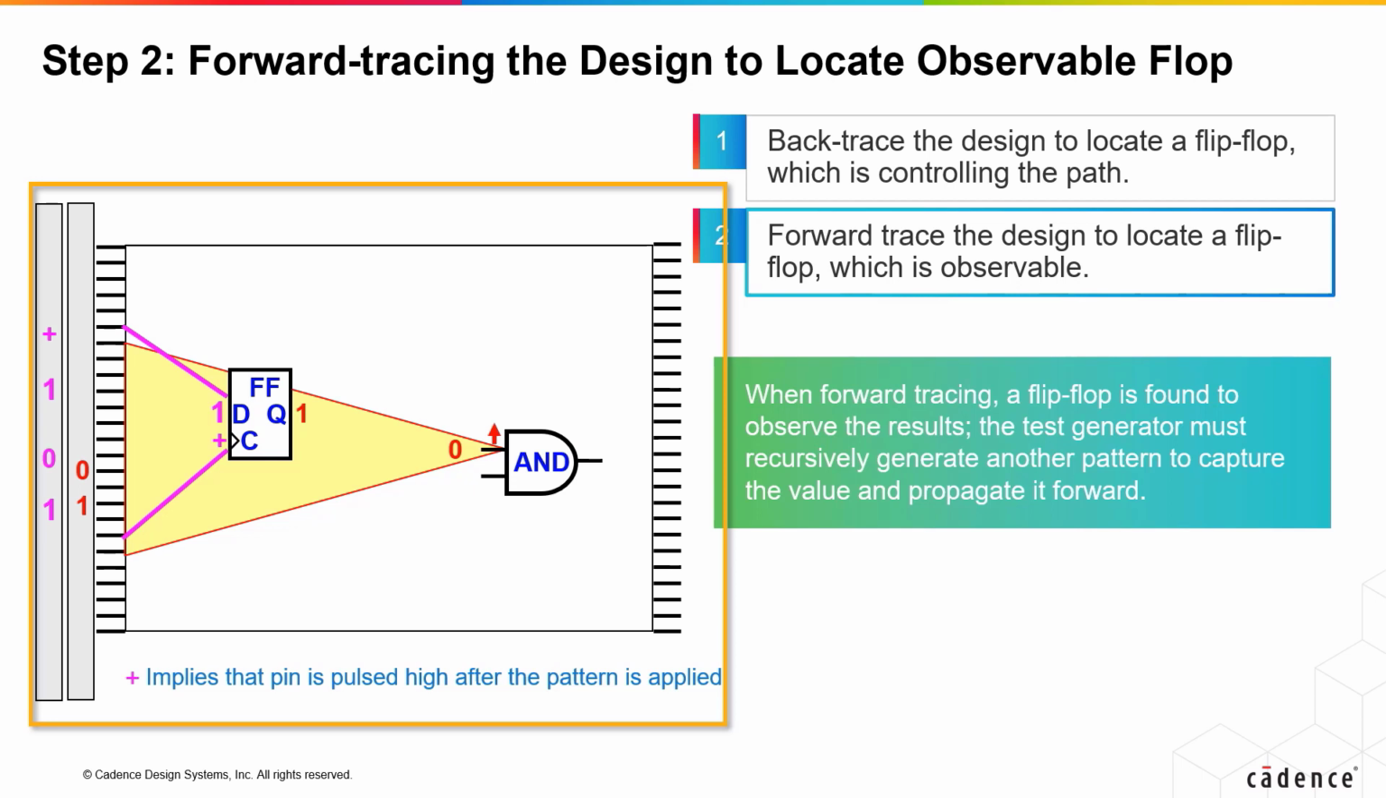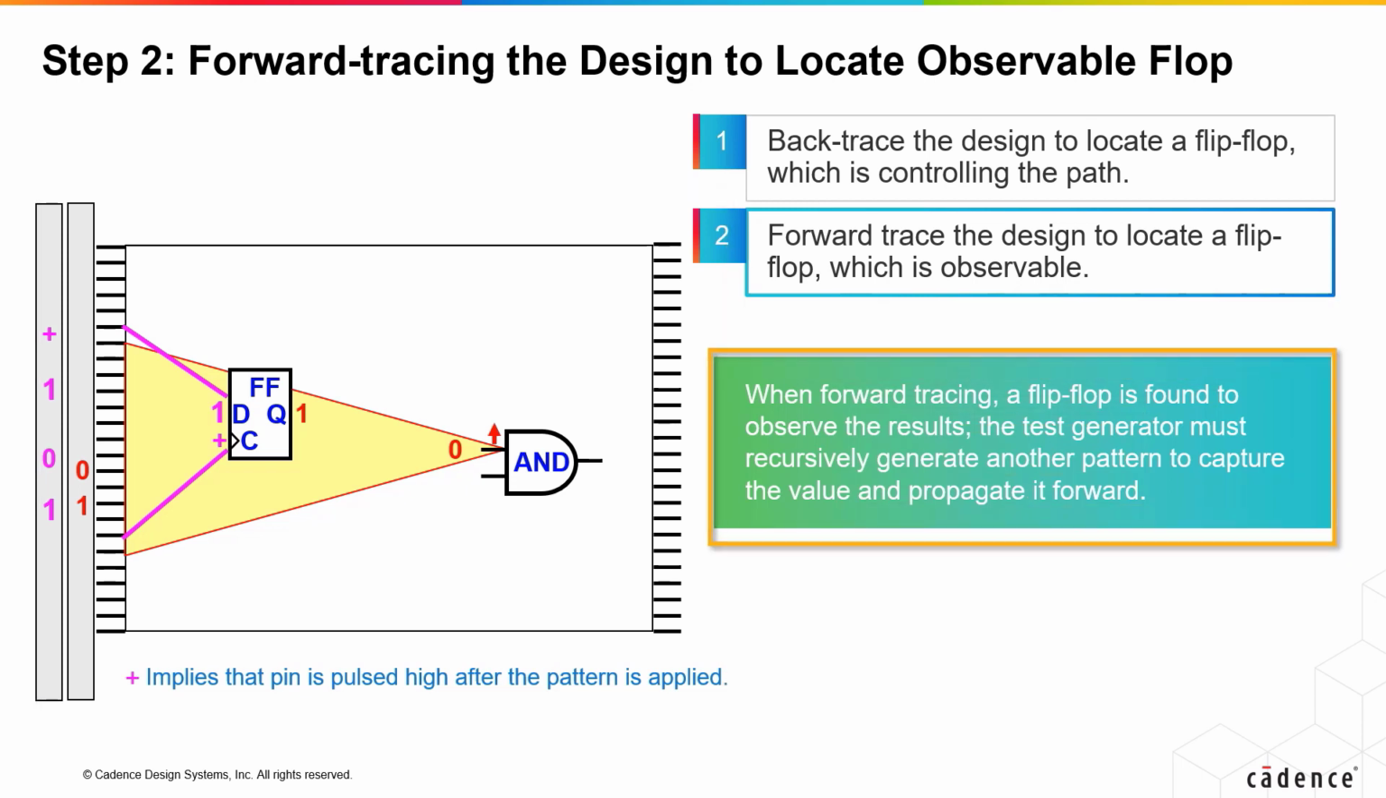Backtracing from these values, we get another set of primary inputs, but these must be applied prior to the other inputs, controlling the IN gate pin. They are a separate pattern. When forward tracing, and a flip-flop is found to observe the results, then the test generator must recursively generate another pattern, to capture the value and propagate it forward.